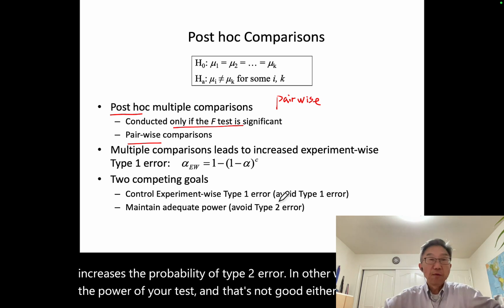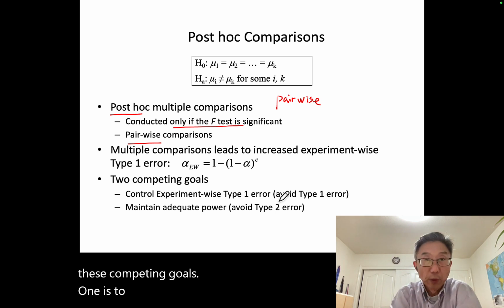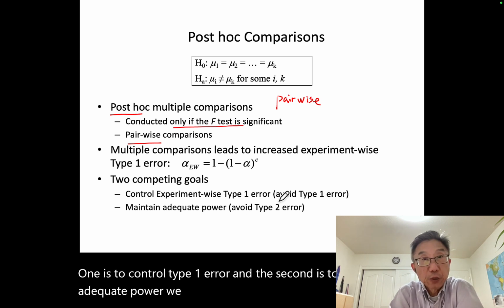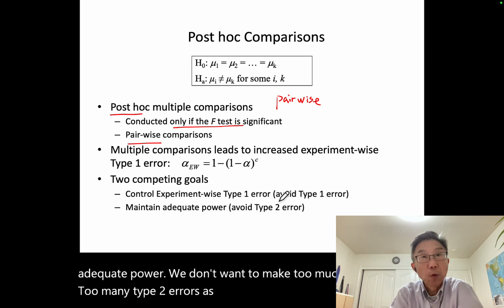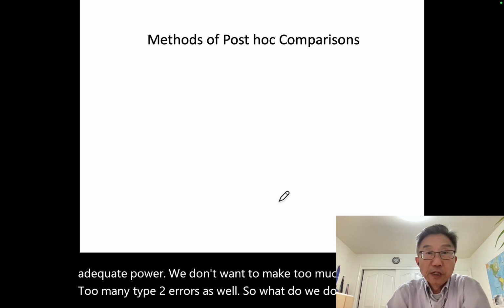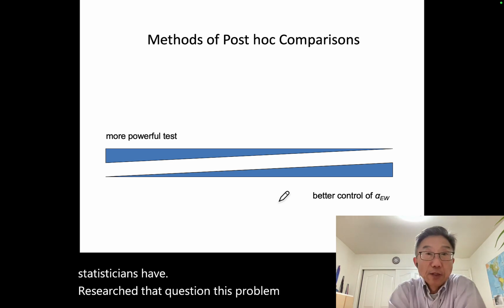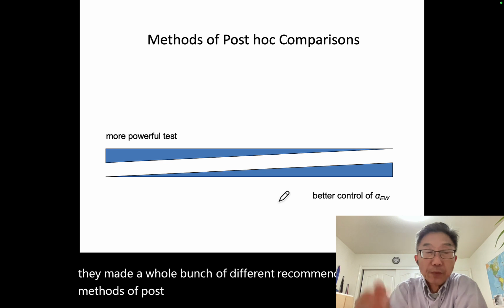So we have these competing goals: one is to control type 1 error, and the second is to maintain adequate power. We don't want to make too many type 2 errors either. So what do we do? Well, statisticians have researched this problem extensively, and as a result they made a whole bunch of different recommendations, different methods of post hoc comparisons.